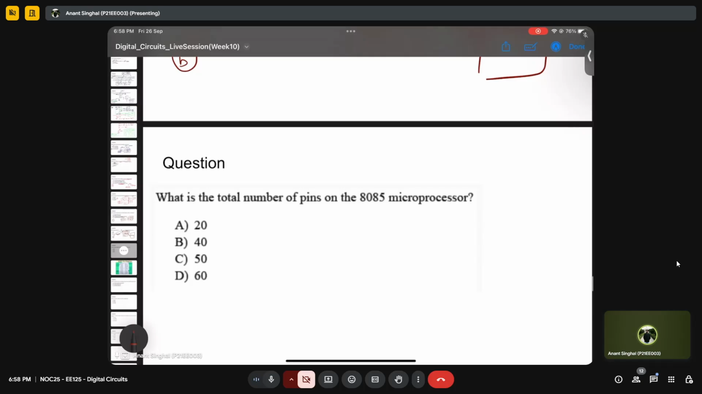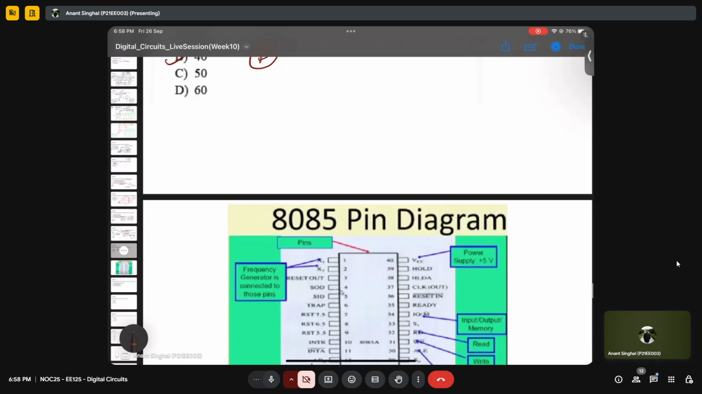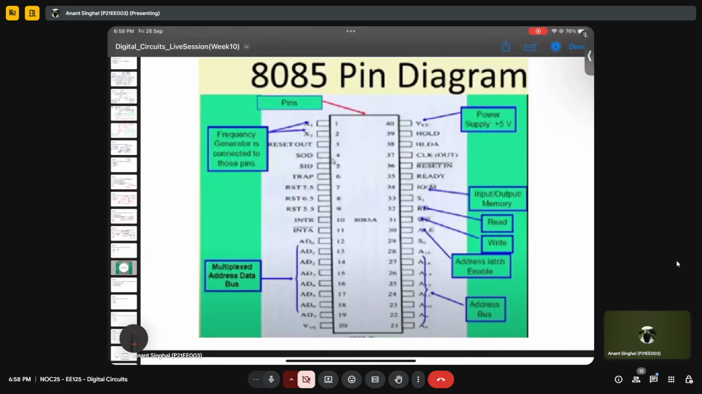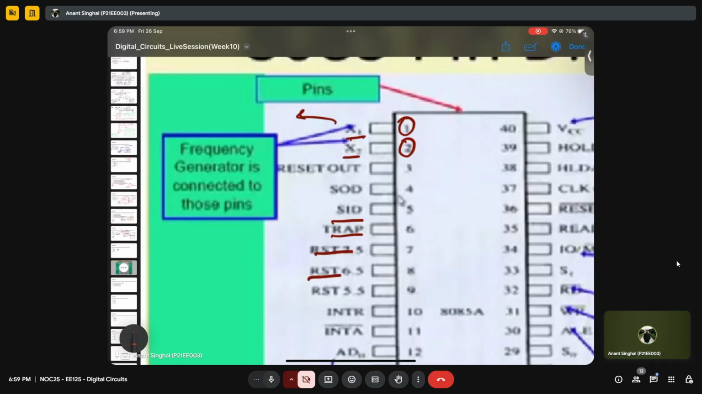Now, as you said, there is something that is given as 16-bit. This is the actual pin diagram of an 8085 microprocessor. Let's zoom in. We have X1, X2, which are frequency-dependent pins, some of the operational pins. Then we have different operations such as reset and trap. We'll cover these in a later class in which there are actual problems related to that. Then we have these address lines, the address data bus, as you can see.